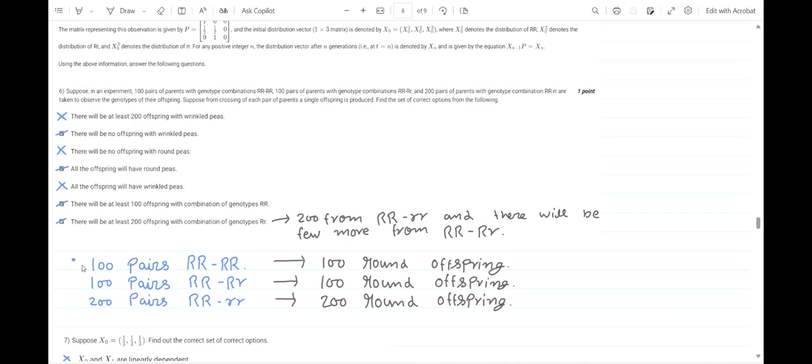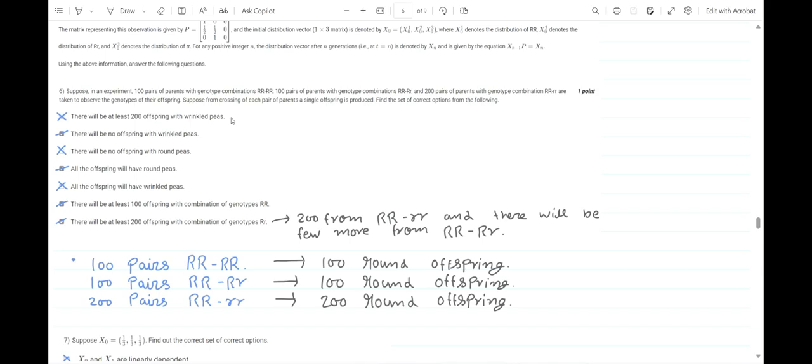The offspring shape is going to be round, so from the first genotype combination, 100 round offspring will be produced. Similarly from the second genotype combination, again 100 round offspring are going to be produced, because the capital R combined with small r has a 50-50 chance of capital R capital R or capital R small r, but both have round shape. And from the last genotype combination, again 200 round offspring are going to be produced. So the first option is actually wrong, as there are no offspring with wrinkled peas.